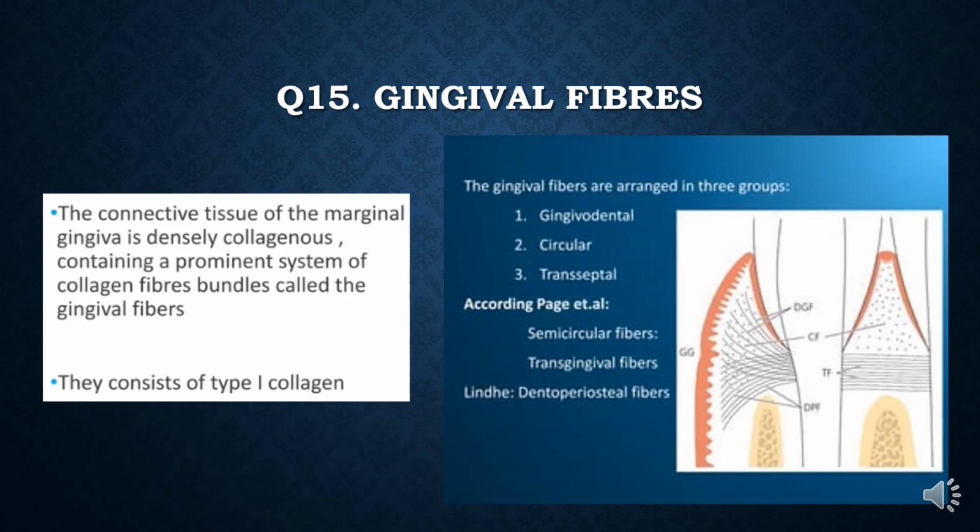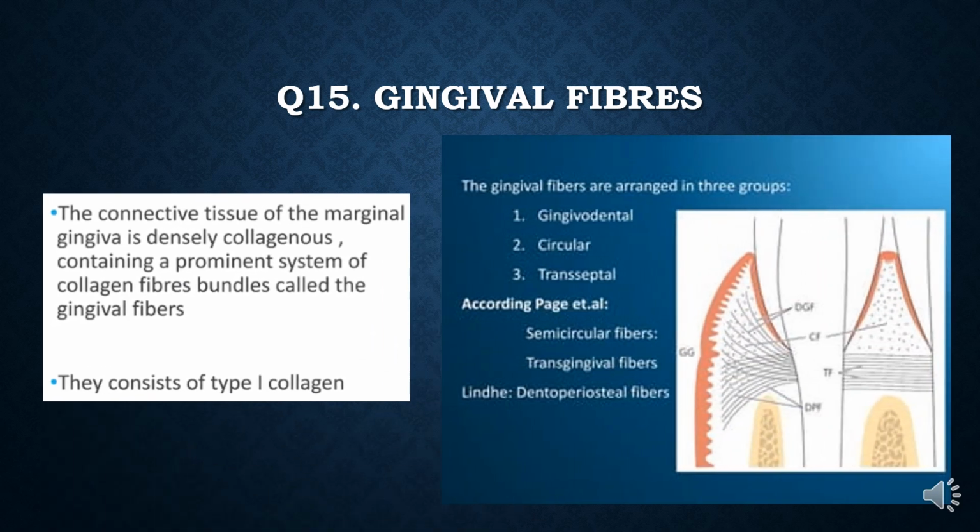Next question is gingival fibers. The connective tissue of the marginal gingiva is densely collagenous, containing a prominent system of collagen fiber bundles called the gingival fibers. They consist of type 1 collagen. They are arranged in three groups, that is the gingivodental, circular and transeptal. According to Page et al., they can be arranged into semicircular fibers or transgingival fibers, and according to Linde, they are arranged as dentoperiosteal fibers.